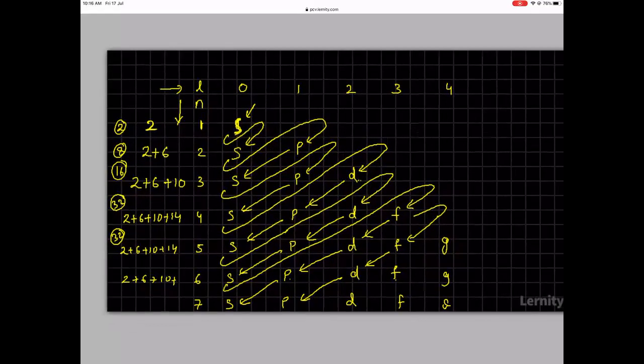This diagram is as per the Aufbau's principle. According to the Aufbau's principle, the subshell with the least energy gets the first electrons, or the subshells with lower energy are filled first. So once they are filled, then the rest of them are going to be filled.